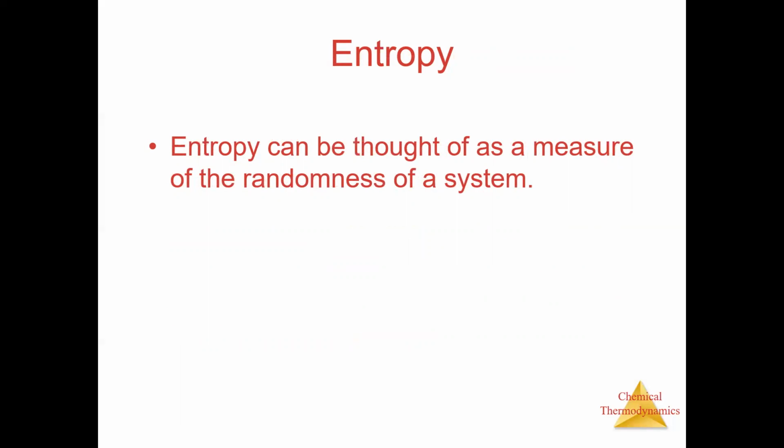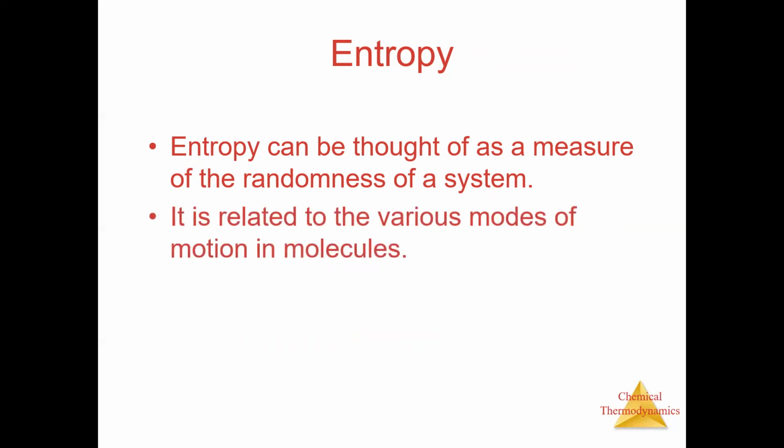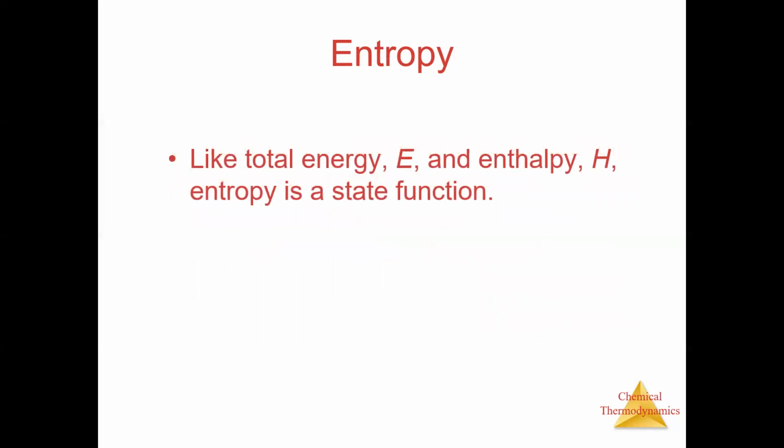Entropy can be thought of as a measure of the randomness of a system. The more the randomness of a system, the more will be the entropy. Hence, it is related to the various modes of motion in a molecule. So we can define entropy as the disorder or randomness of the molecules present in a given system. Like total energy E and enthalpy H, entropy is also a state function.